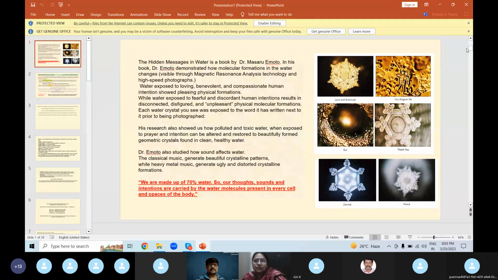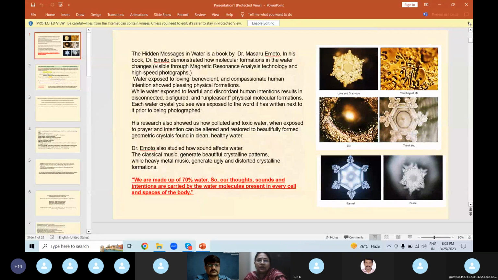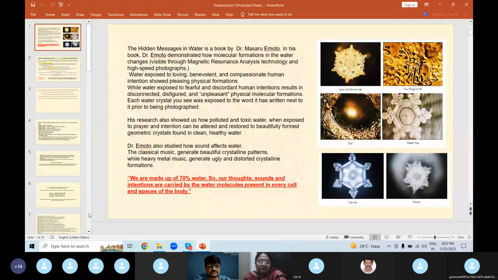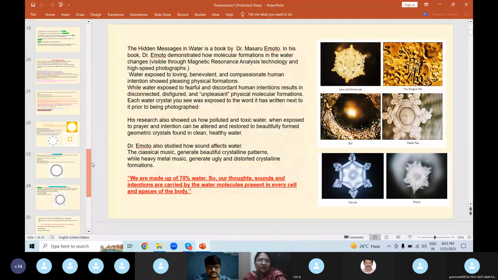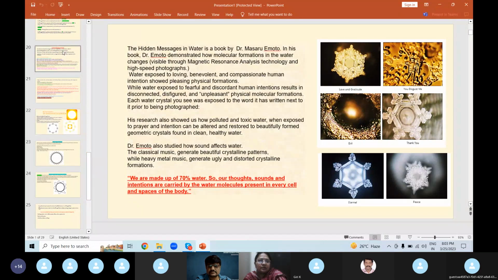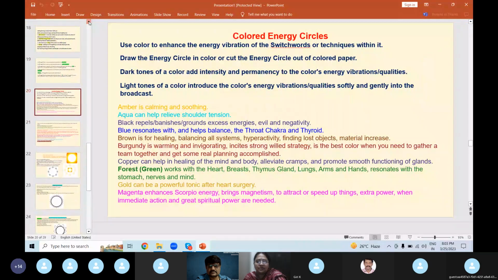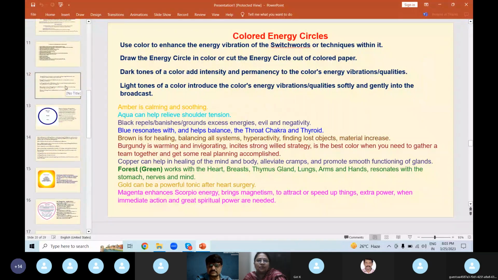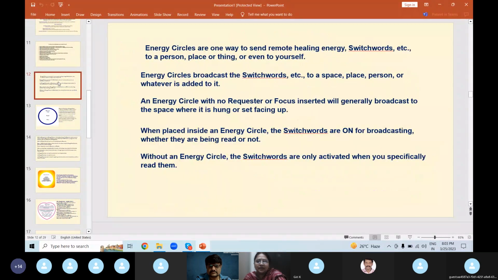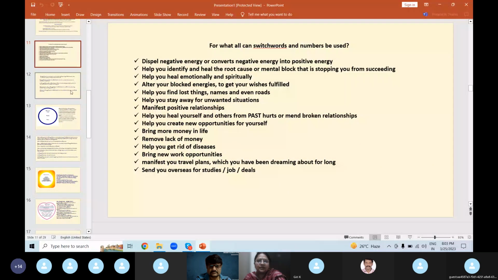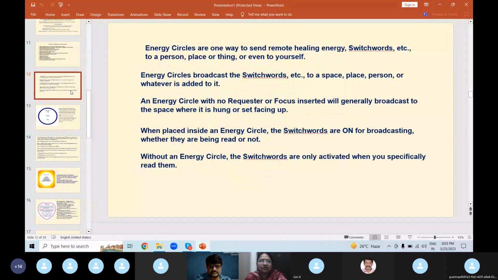Okay. So let us start. We had done a part of the switch words earlier, and today we will begin with the energy circles. When I say that we will begin with the energy circles, it means that it is a part of the switch words itself, but giving you more options on how to use the switch words, right? Because when we talk about energy circles, we are talking about something similar to the yantras that we use. But yantras are more specific and carry a lot of energy, which we do not understand.